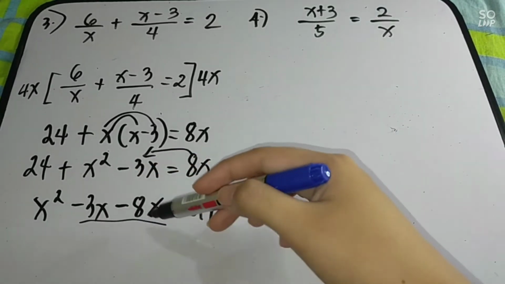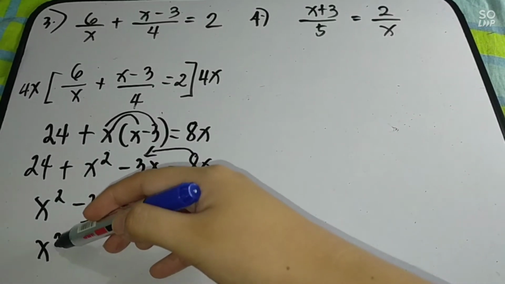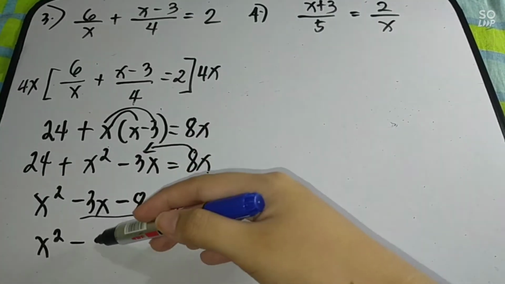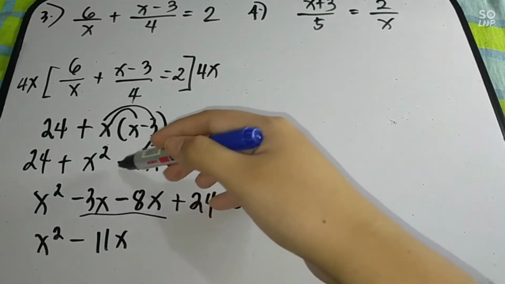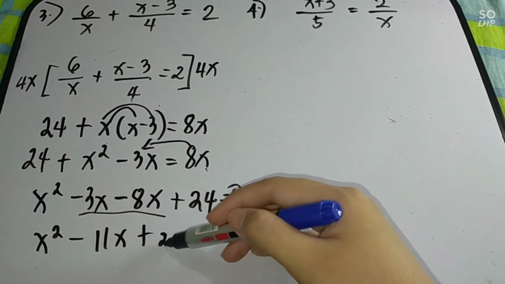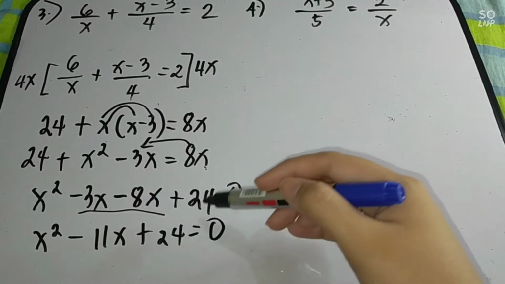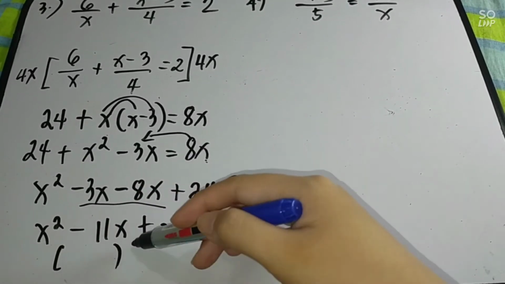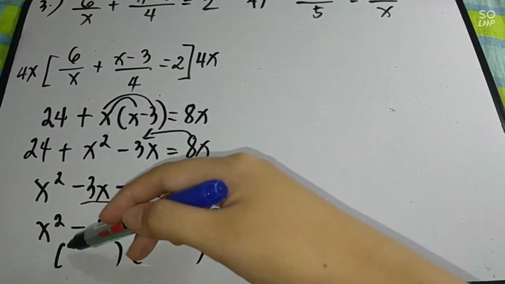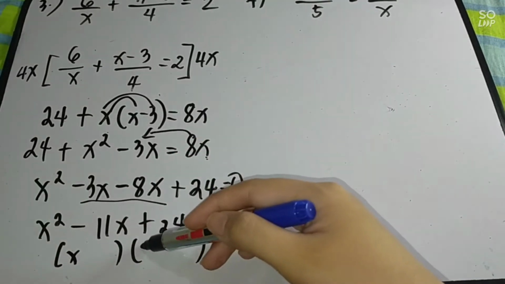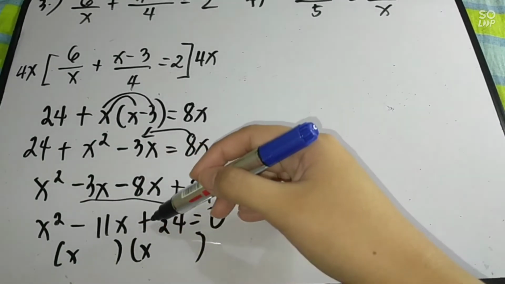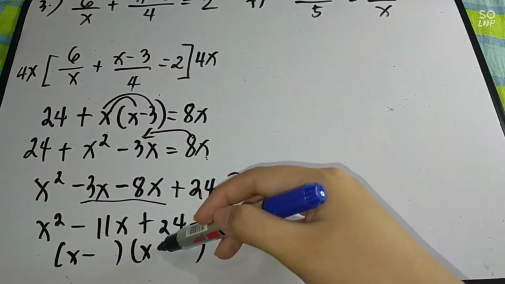Then, combine like terms. So, you have now your x squared. Then, combine. Since same sign siya, magiging negative 11x. You are going to add. Then, plus 24 is equal to 0. Then, factoring na tayo. So, let us have the factors of this one. So, we have the factors of x squared. We have x and x. Now, factor si 24. Since ito ay negative, ito ay positive, pareha silang negative.